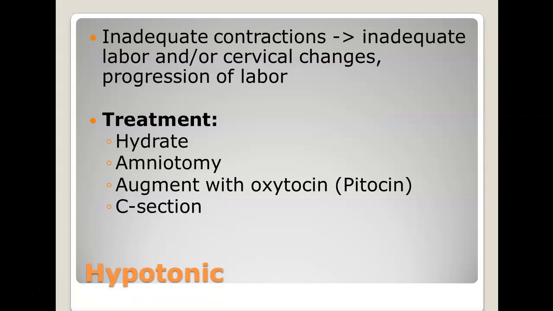So in the hypotonic, we know that contractions are inadequate, and if contractions are inadequate, it cannot lead to proper cervical changes or the progression of labor. And to treat this, we can either hydrate her. Sometimes it has to do with dehydration states. We can perform an amniotomy where we break the bag of water. We can augment her contractions with oxytocin, or synthetic oxytocin, which is Pitocin, and we can try to get those contractions closer together, or stronger or longer.